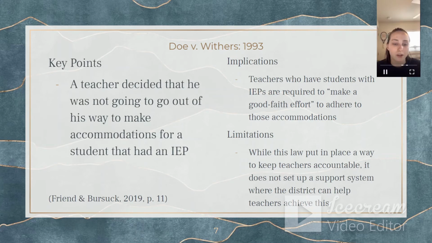Doe versus Withers occurred when a teacher decided that he did not want to go out of his way to make accommodations for students, even though it was outlined in the IEP. After the ruling, teachers must make a good faith effort for IEP accommodations. This law did keep teachers accountable, but it did not set up a support system where the district can help teachers achieve these goals.